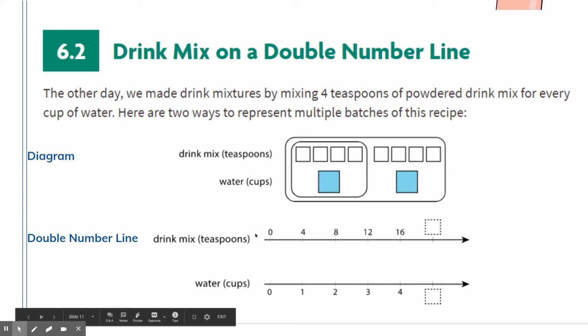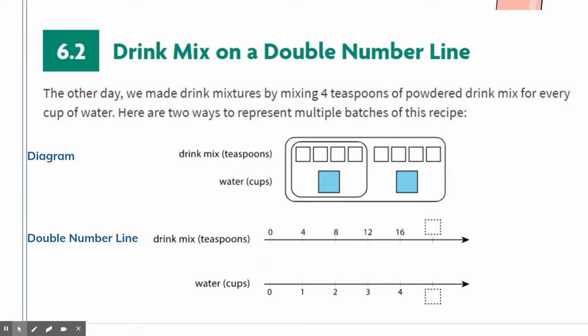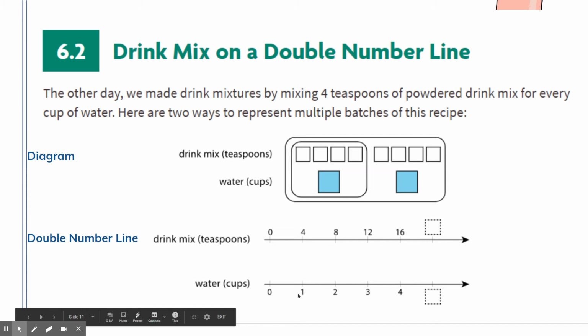And then what you're going to see is that for the drink mix line, we have our equally spaced numbers, and they're counting by 4. And the reason those are counting by 4 is because for one batch, we're supposed to put in 4 teaspoons of drink mix. So this line right here would be like in one batch, put in 4, and in 2 batches, put in 8, and in 3 batches, put in 12, and in 4 batches, put in 16, and so forth. This bottom number line is counting up by 1, so 0, 1, 2, 3, 4.